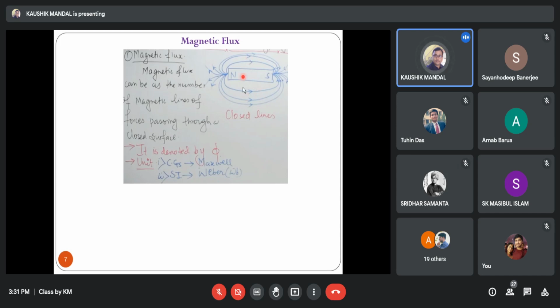In this particular figure, if we consider a closed surface like this, then we have to count the total number of magnetic lines of force that are passing through this closed surface. That will be the count of magnetic flux.